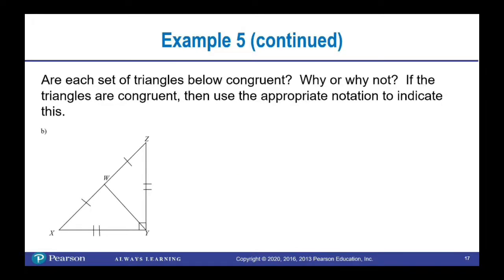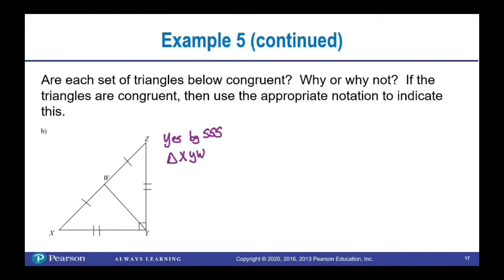Look at part B. Here we have two small triangles and a big triangle. So let's focus on these two small triangles. Notice the single hash mark shows we have a side congruent. The double hash mark shows that a second side is congruent, and they share a side, so that would be congruent as well. So this would be side, side, side, and yes, these are congruent.